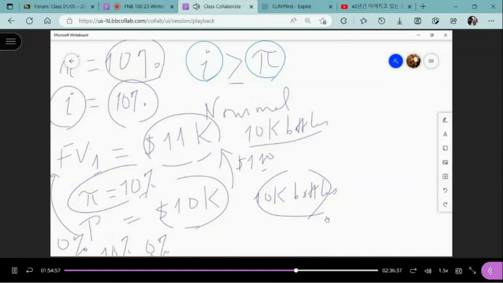And if you borrowed 10K at 0%, even with no interest rate, right? You will be nominally paying back 10K, but since the purchasing power of 10K is only like 9,090 something, yeah, much less burden.